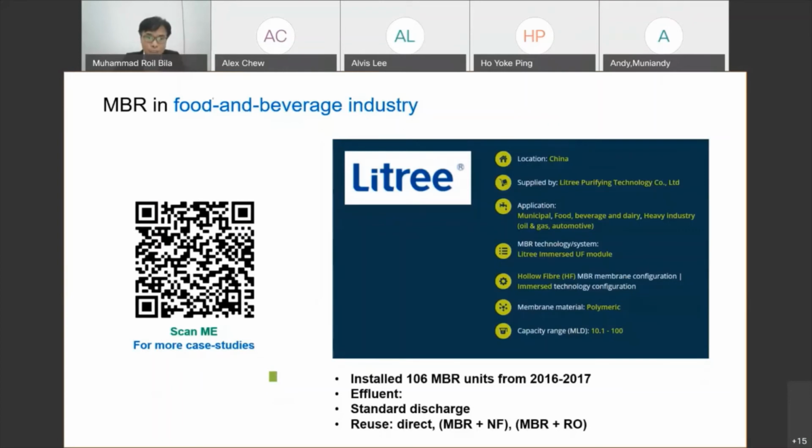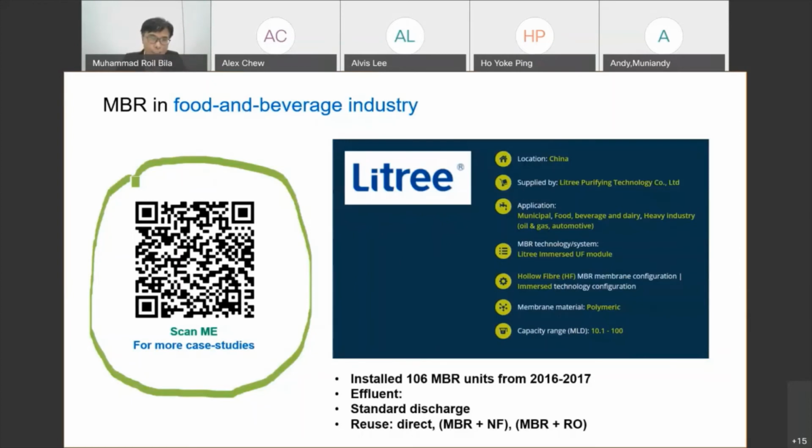This is an example. There are so many case studies on the food and beverage industry. So that's why I provide you with a link. Here, the QR code. You can use your phone to scan this, and the QR code will bring you to the website, which is the MBR site. But I give you one example for the food and beverage industry.